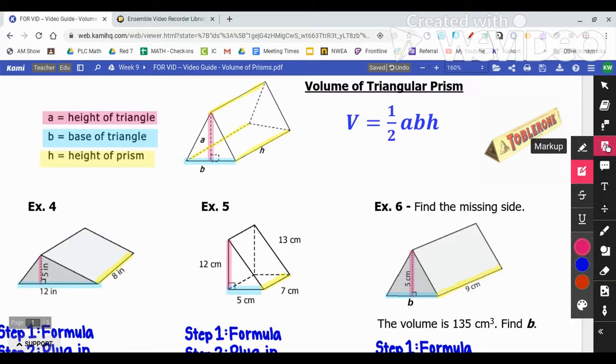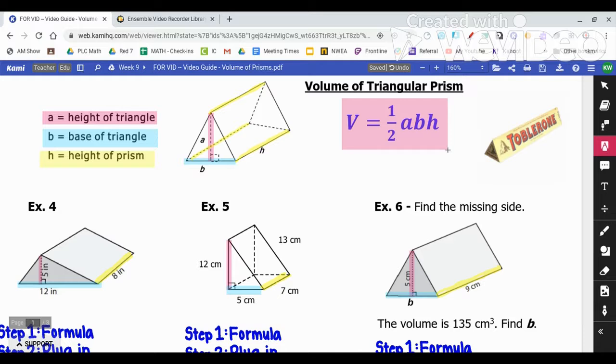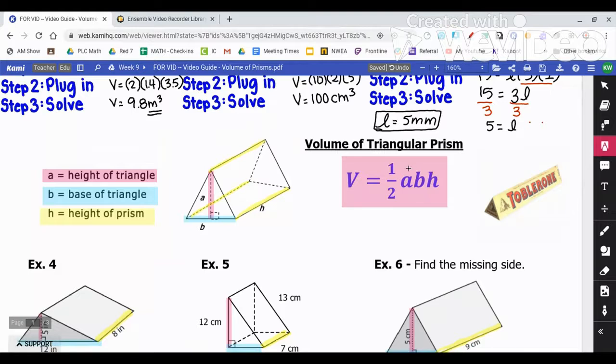So the formula we're going to use for a triangular prism is volume equals 1/2 ABH. And I'll go over what each of those mean in a second. And a famous example of a triangular prism is the packaging on the Toblerone chocolates. Okay, back to the formula.